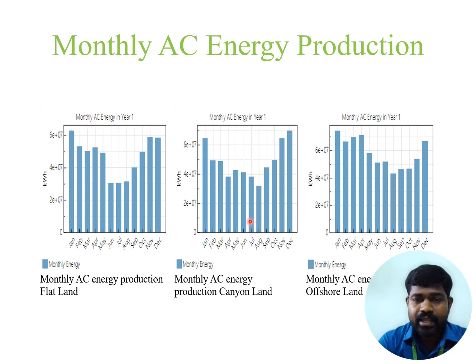Next, hilly land. Minimum wind energy is produced in August, and maximum wind energy is produced in November, December, and January, three months. Next, offshore land. Maximum wind energy is produced in December, January, February, March, and April, five months. Minimum wind energy is produced in August.